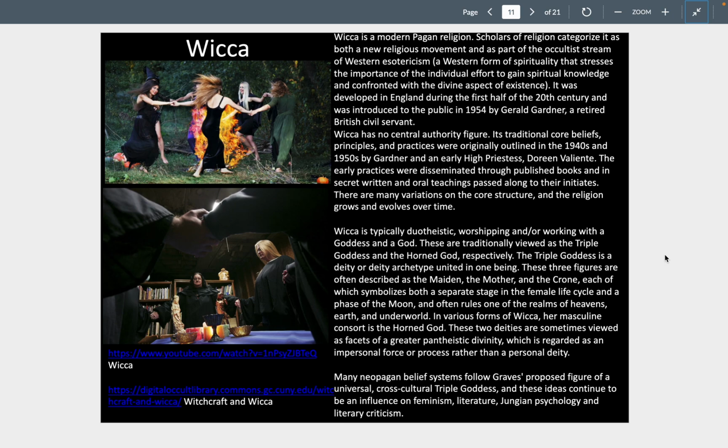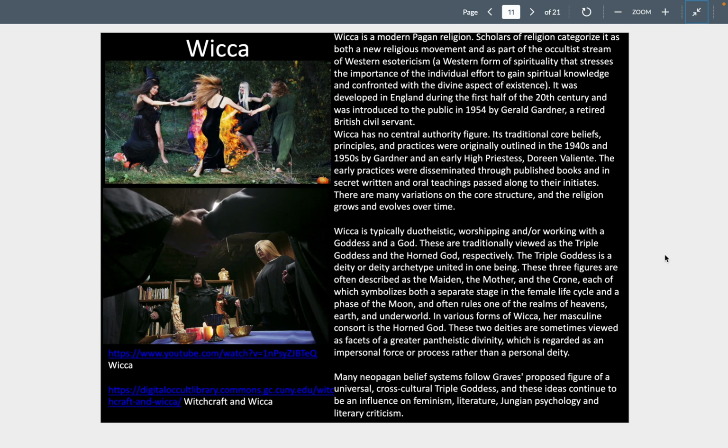Wicca. So Wicca is probably something, and Wiccan is something that you may hear a lot. There are a number of contemporary witches around us who are practicing Wicca, which again is a type of witchcraft that is really using natural properties, and again, maybe something closer to shamanism than, let's say, the Salem witch trials were. So scholars in this modern pagan religion categorize it as both a new religious movement and also part of the occultist stream of Western esotericism, a Western form of spirituality that stresses the importance of the individual to gain spiritual knowledge when confronted with the divine aspect of existence.